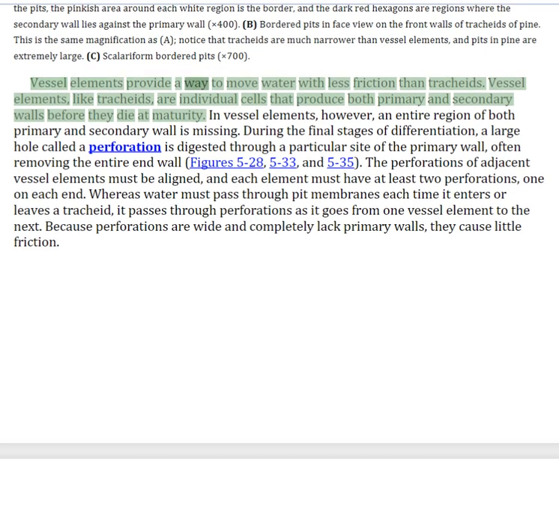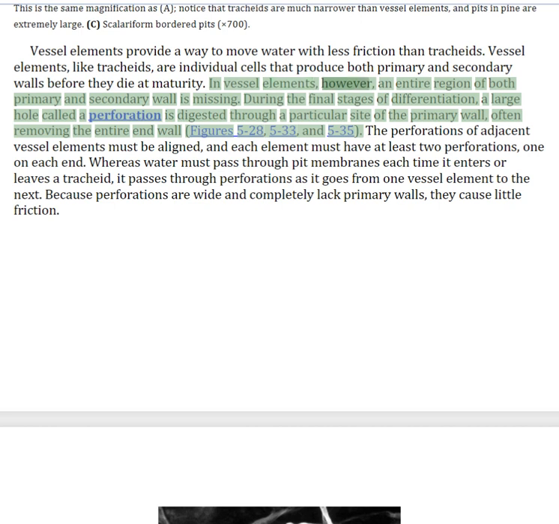Vessel elements provide a way to move water with less friction than tracheids. Vessel elements, like tracheids, are individual cells that produce both primary and secondary walls before they die at maturity. In vessel elements, however, an entire region of both primary and secondary wall is missing. During the final stages of differentiation, a large hole called a perforation is digested through a particular site of the primary wall, often removing the entire end wall.